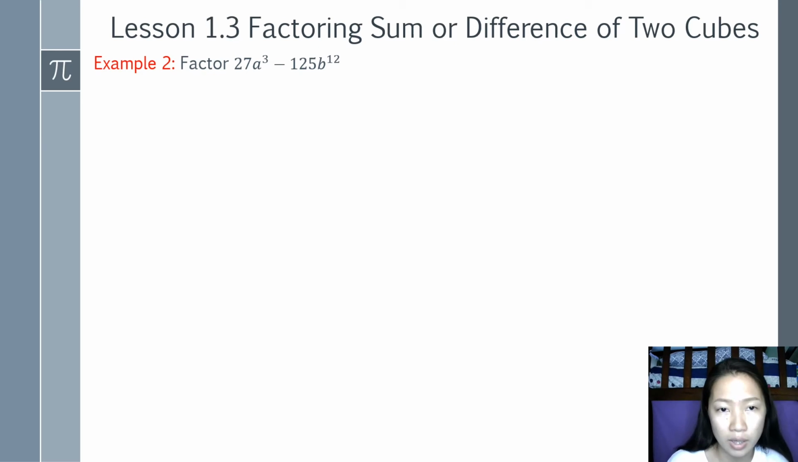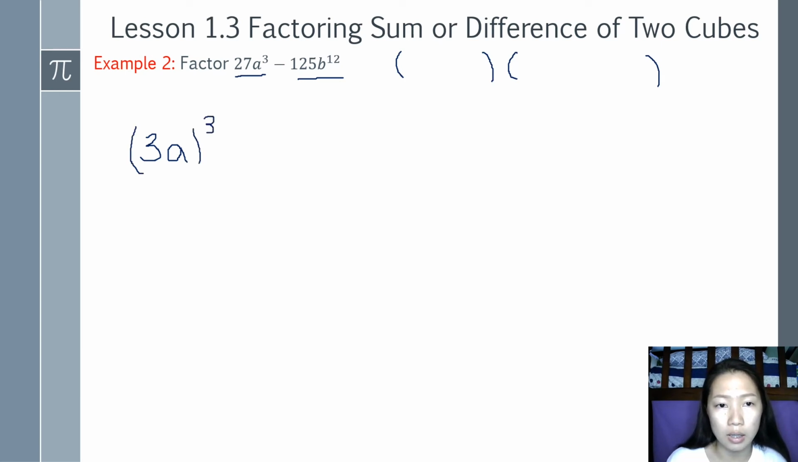Factor 27a cubed minus 125b raised to 12. So, sagutan natin to nang hindi tinitingnan yung steps. I-explain ko na lang. Mamaya ipapakita ko yung steps. Una, mag-prepare na lang muna ako ng dalawang quantity para sa binomial at trinomial factor. Okay, first step, get the cube root of the two terms. Ang cube root ng first term ay 3a. Ma'am, bakit po 3a? Because 3a raised to 3 is 27a cubed. Sulat ko na doon 3a.